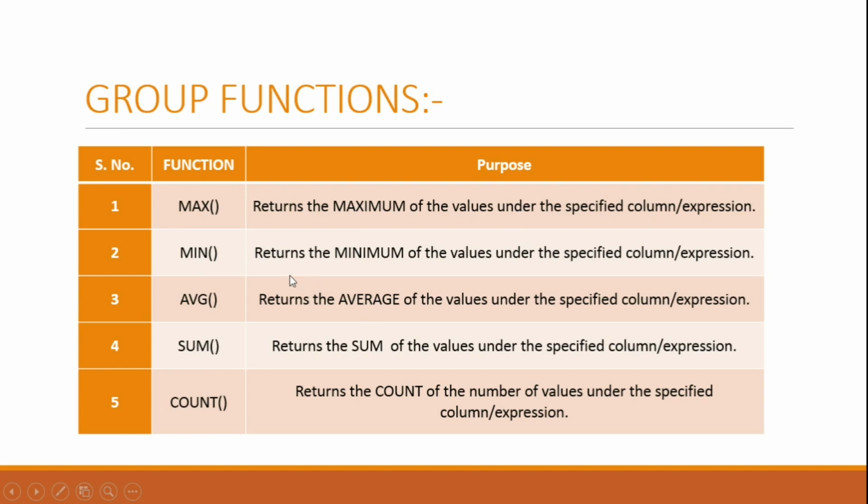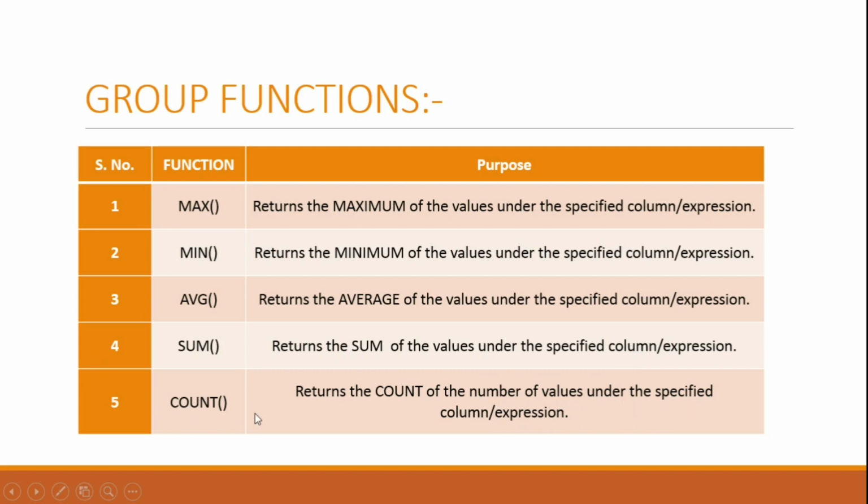Suppose a column has around 10 to 15 values, or no matter how many values there are, it will return the maximum from those values. Similarly, the minimum function will return the minimum of the values under the specified column. Average function will sum up the values and divide them by the number of non-null values. Fourth function is sum. It will return the sum of the values under the specified column. And count returns the number of values under the specified column or expression.